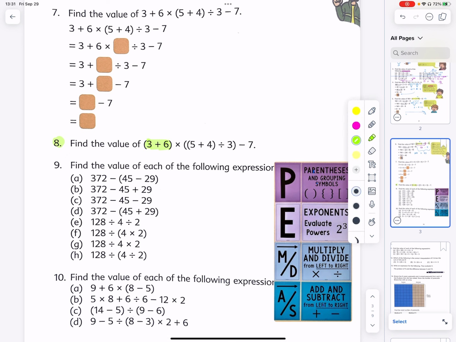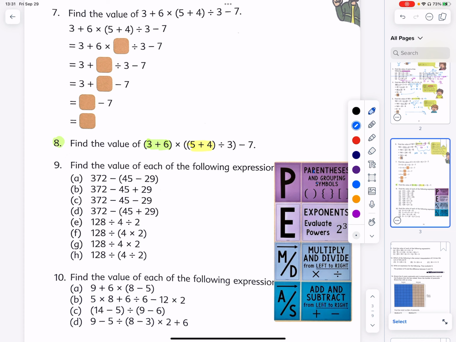First, multiplied by the sum of 5 and 4 divided by 3. The sum of 5 and 4 divided by 3. And that product is subtracted by 7, or reduced by 7. So how do we calculate that? Step 1, address all the parentheses.